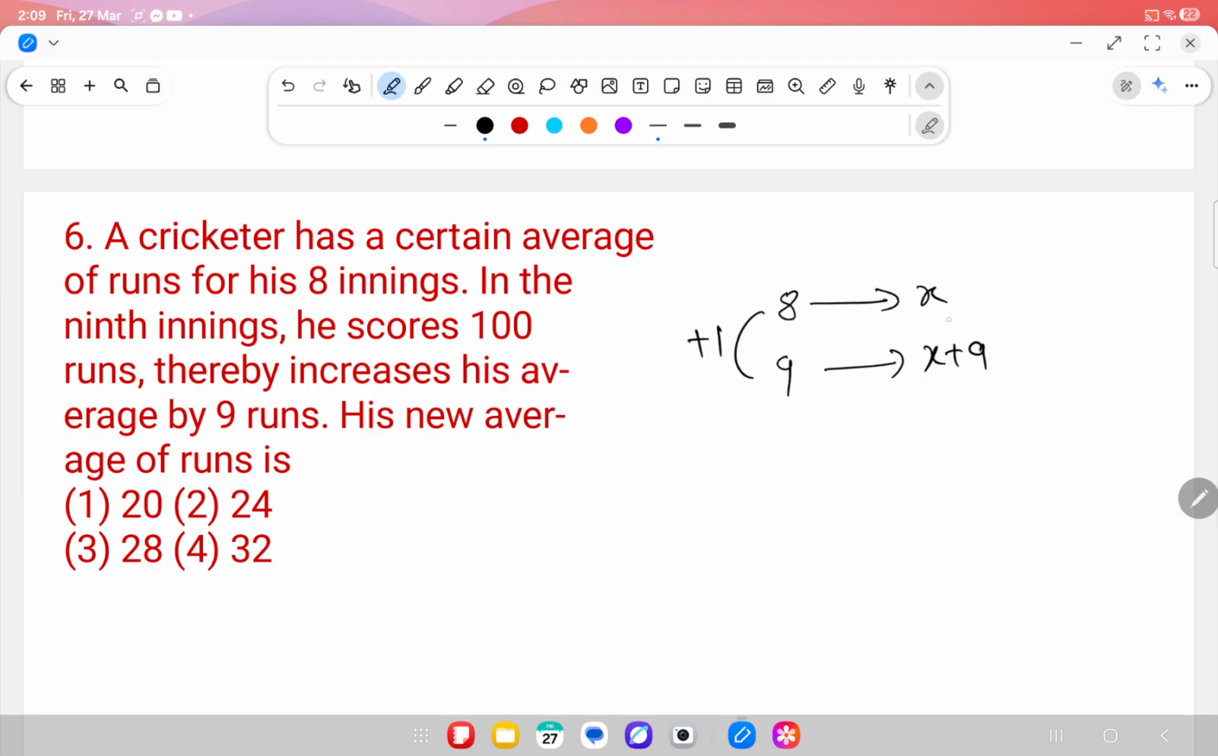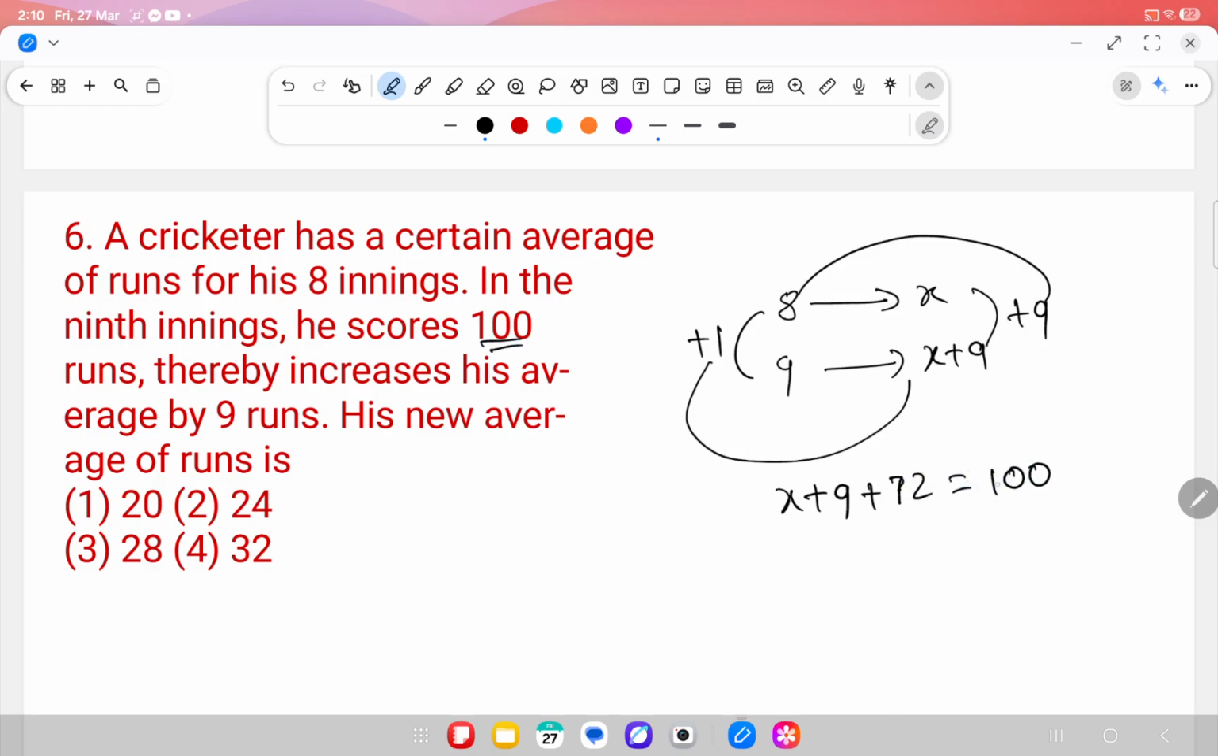What will be that value? See that 1 into x plus 9 is x plus 9. Then here how much increase? 9 increase. 9 into 8, 72, which will be equal to the given 100. Then x is equal to 100 minus 81, which is 19. So they are asking what is his new average. His new average is x plus 9. So 19 plus 9, new average is equal to 28.